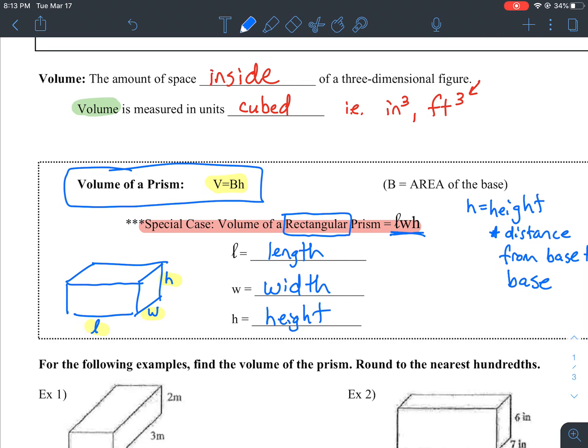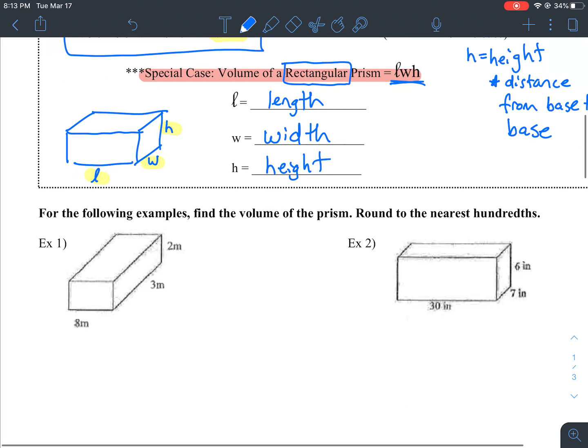Okay. So as we look at our first example here, and for all of these examples, it asks us to find the volume of each prism, rounding to the nearest hundredth. So in the event that we do get a decimal, we want two numbers after the decimal place. So in this case, I look and I see that this would be a rectangular prism, right?